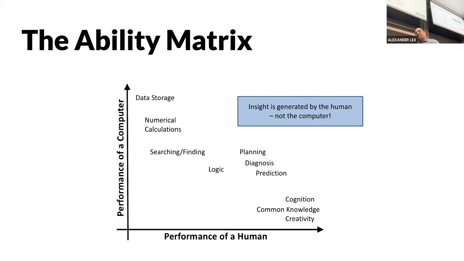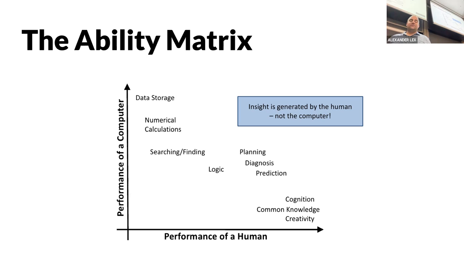And so I mentioned before this dialogue between humans and computers that is going on when we do data visualization. And so this here is a schematic plot of what computers are good at and what humans are good at. And so computers are, of course, great at data storage. Like every picture you've ever taken is now backed up to the cloud and you have access to it at any time. You might not even remember that you were at this place 10 years ago, right? But the computer still remembers. Numerical calculation, searching or finding, even some logic, computers tend to be really good at.